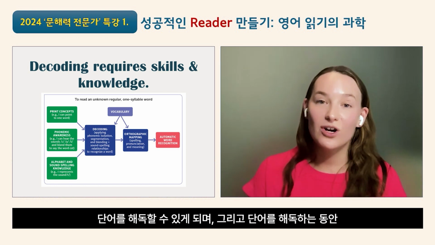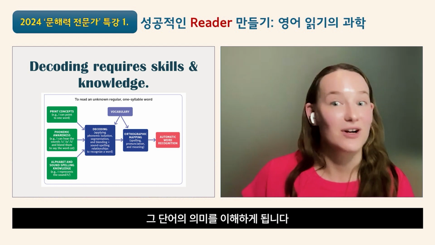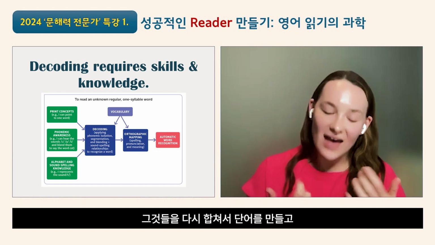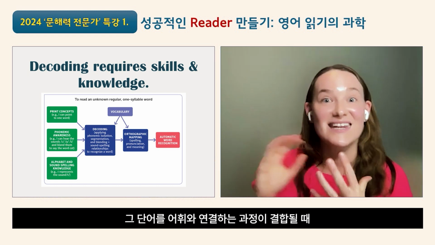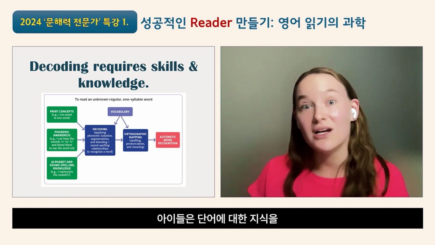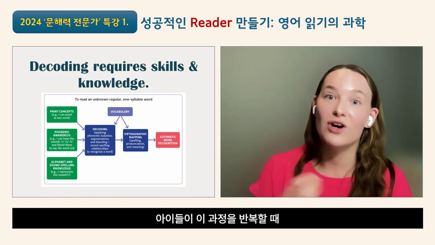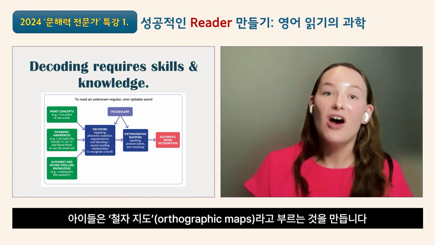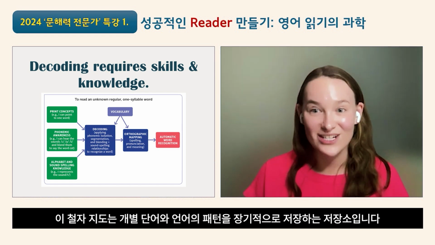And as they're decoding a word, they leverage that knowledge of vocabulary to understand what that word means. When combined together, this act of actually saying individual sounds and smushing them back together to make a word, and then matching that to vocabulary, is how children best store knowledge of words in long-term memory. When children repeat this action over and over again, they create what we call orthographic maps, which are long-term storage units for individual words and for patterns in language.